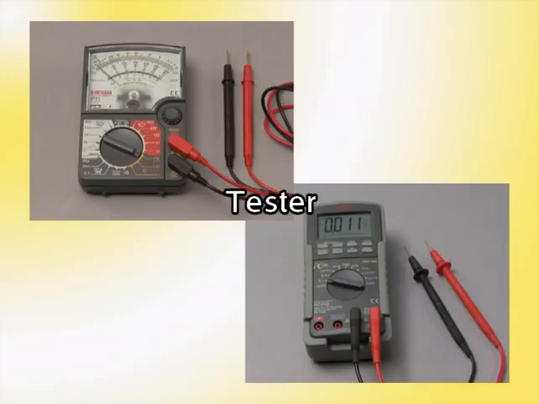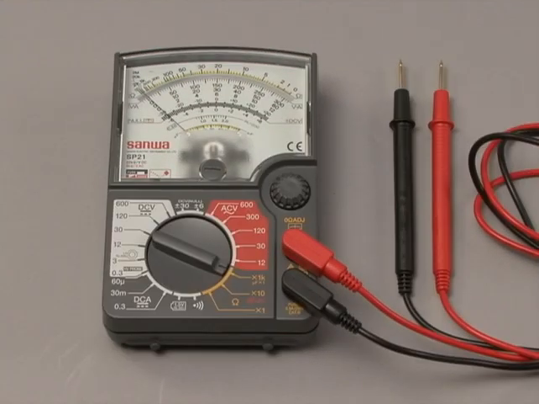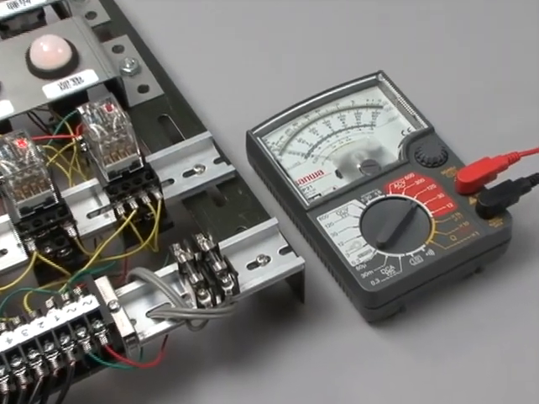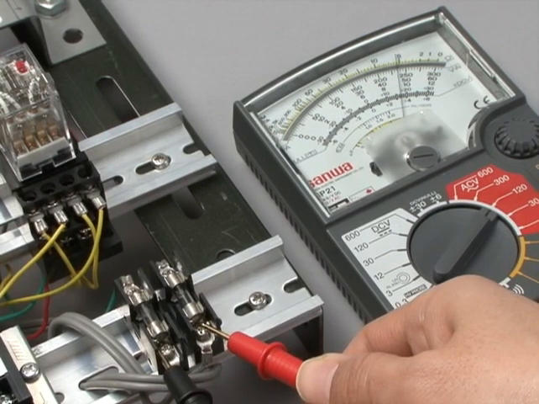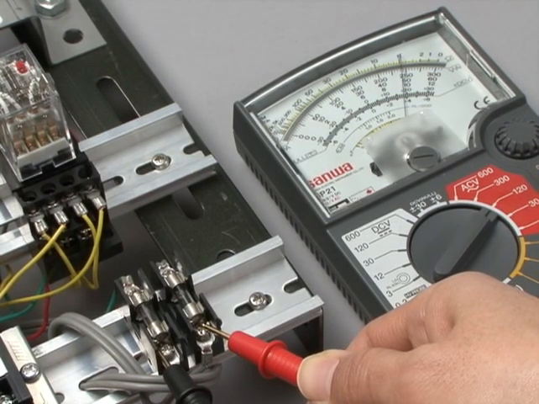There are two types of testers, analog and digital. First, let's see how to use an analog tester. When a test lead touches the electrical equipment, the indicating needle moves according to the value of voltage or resistance of the equipment.